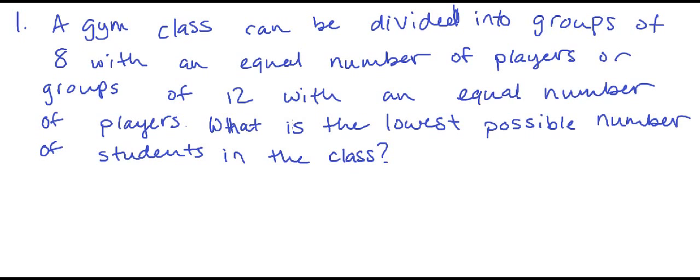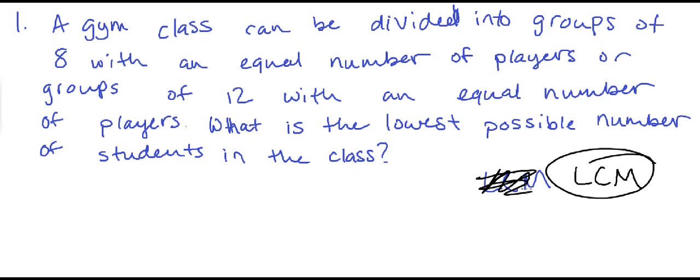So now when it says what is the lowest possible number of students in the class, you don't just want a number that's a multiple of 8 and 12, you want the lowest multiple of 8 and 12, or the least common multiple, which is the LCM. Let me switch pen colors really quick. LCM. So this problem is really just testing your knowledge of the least common multiple.